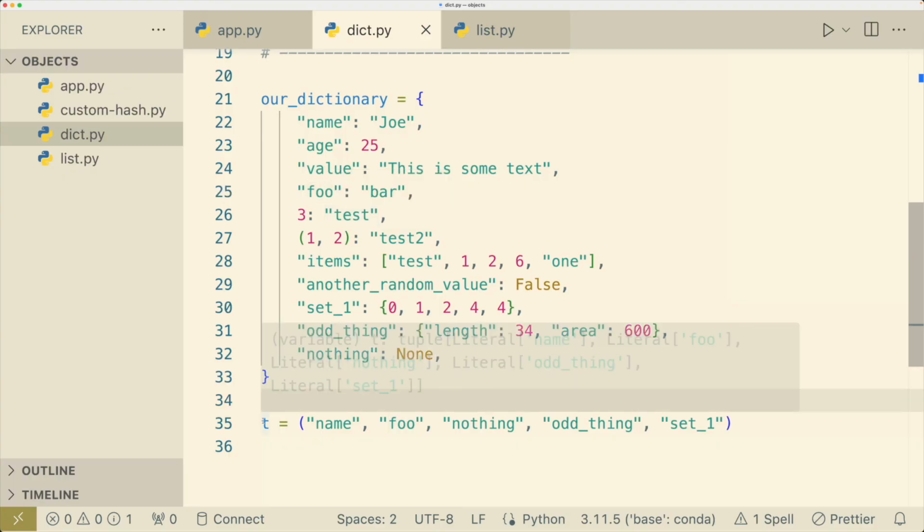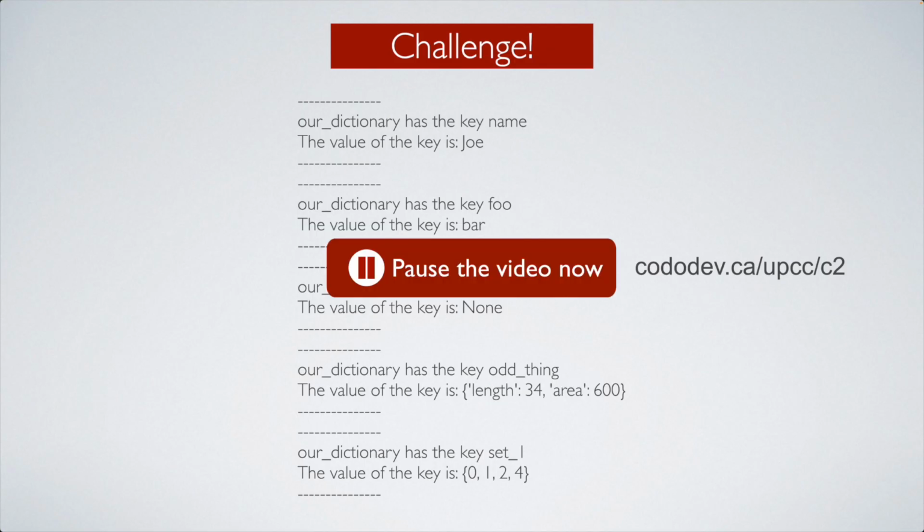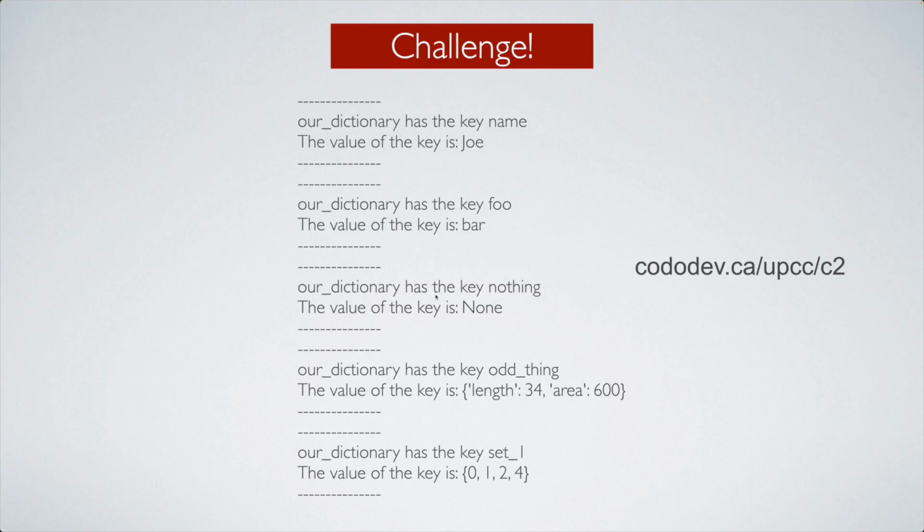Okay, so here we've got the tuple, and then this is how your result should look. So our dictionary has the key name, and the value of the key is Joe, and then foobar, and then key nothing, its value is none, and so on and so forth. You should get 5 of these logs in your terminal. Right, so pause the video right now and give it a shot. Okay, hopefully you got it right, and now I'm going to show you my solution.